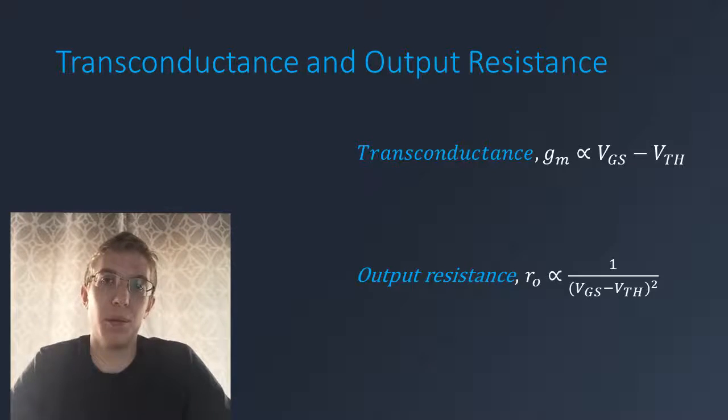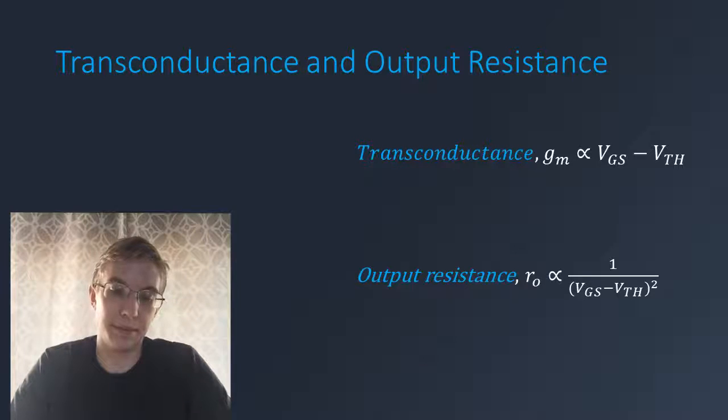Since the output resistance is decreasing as 1 over a square, we'll see that its value is decreasing much faster than the value of the transconductance is increasing. And since the gain of this system is a function of both the transconductance and the output resistance, we'll see that increasing the gate to source voltage is going to cause the gain to decrease.